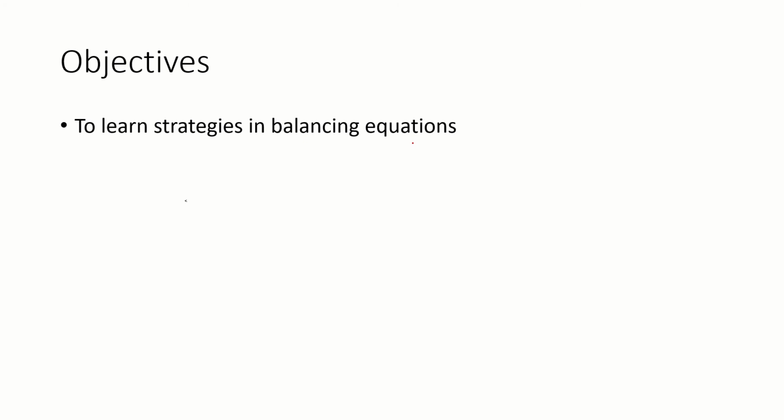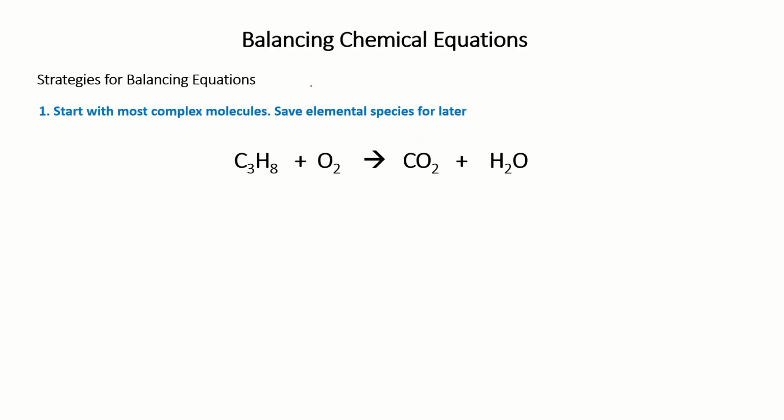The objective of this video is to learn some strategies in balancing chemical equations. One simple strategy you can use is focusing on the most complex molecule first and balancing the simplest species, which is the elemental species, later.